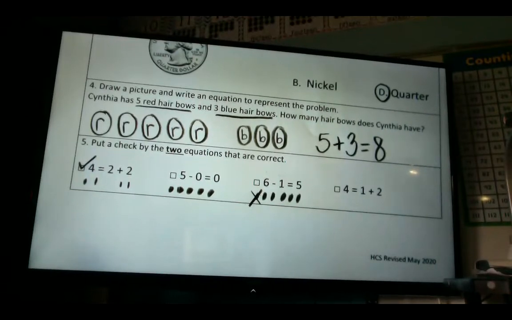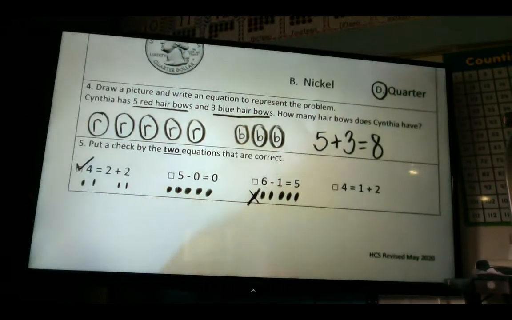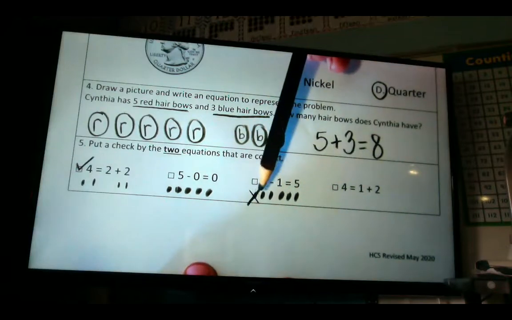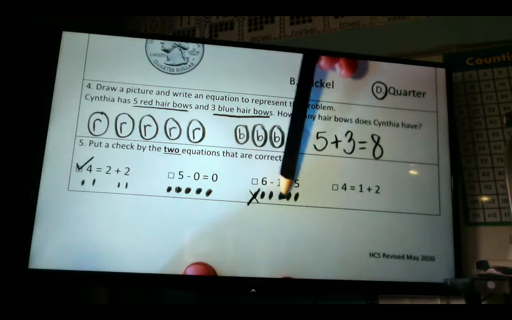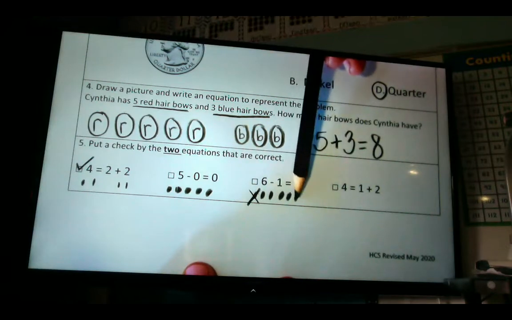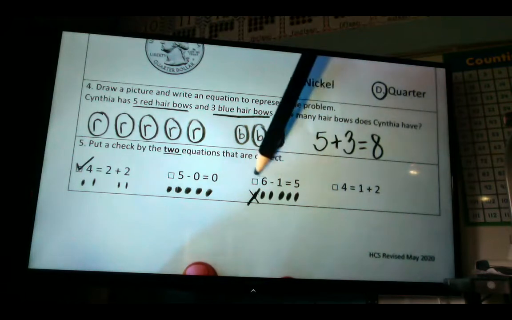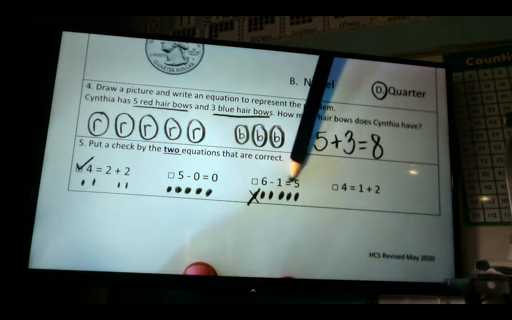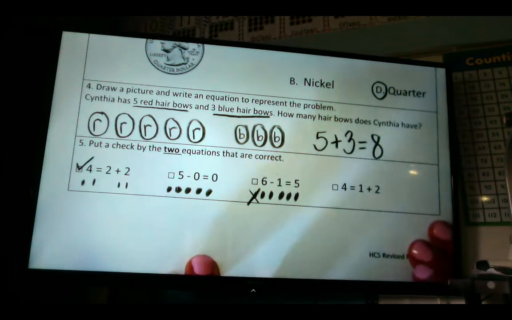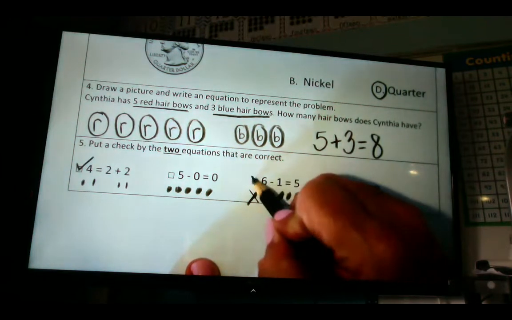How many do I still have in my model? Let's count together. 1, 2, 3, 4, 5. Does 6 minus 1 equal 5? You're right, it does. It is correct. I'm going to put a check mark there.